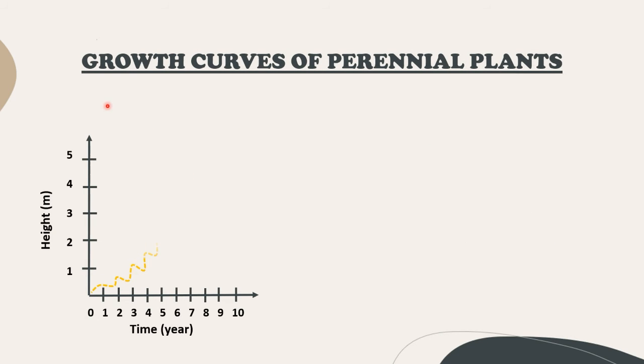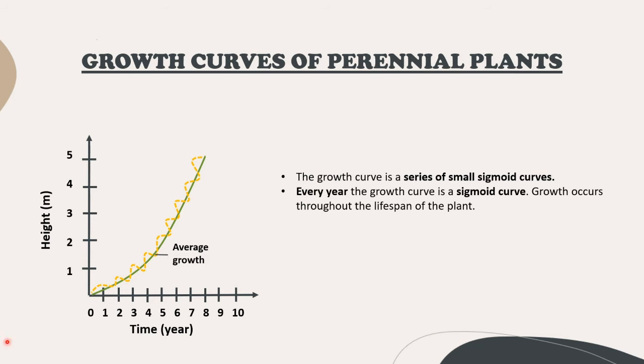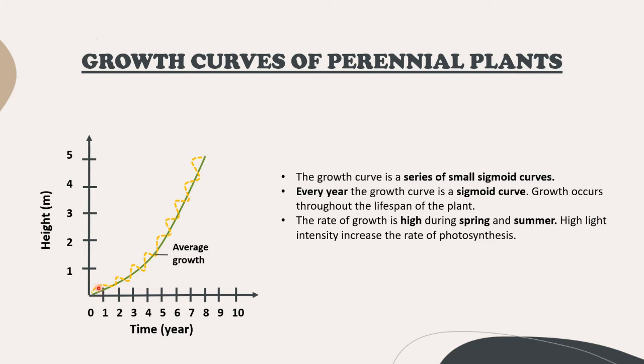Next, we move on to growth curve of perennial plants. As we can refer to the graph, the growth curve is a series of small sigmoid curves. Every year, the growth curve is a sigmoid curve. So 1 year, 1 sigmoid curve. Growth occurs throughout the lifespan of a plant. The rate of growth is high during spring and summer. As mentioned before, high light intensity increases the rate of photosynthesis. The rate of growth decreases in winter.